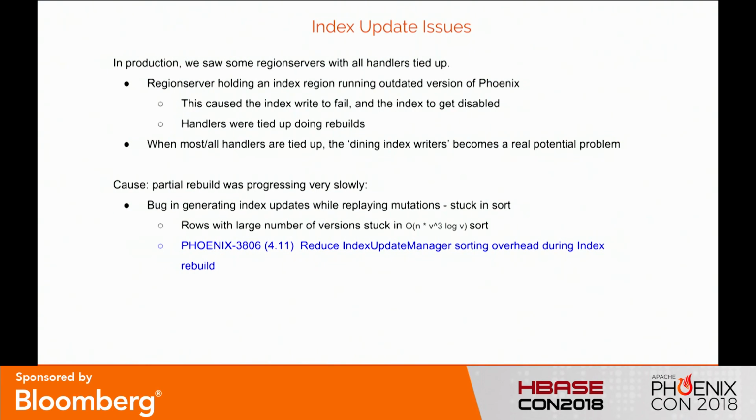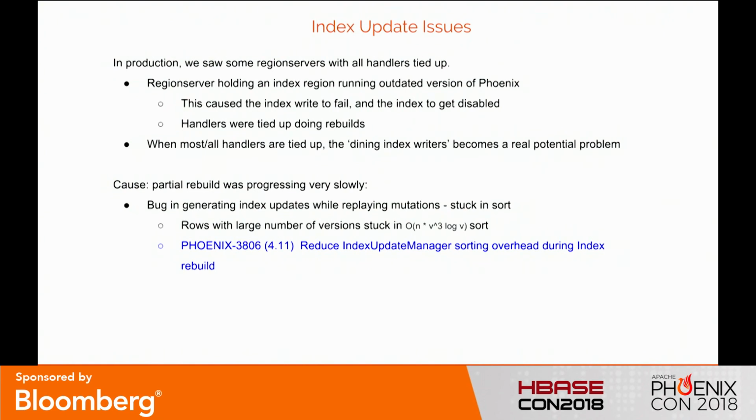So the index got disabled, and that kicked off the rebuild from the rebuild thread, right? But when we looked at it, all the rebuild threads were tied up. The example I gave earlier was very contrived. You only had 2 handlers on each region server, updating exactly a certain way. But when all your handlers are tied up, it becomes a real problem. So why was the rebuild getting stuck?